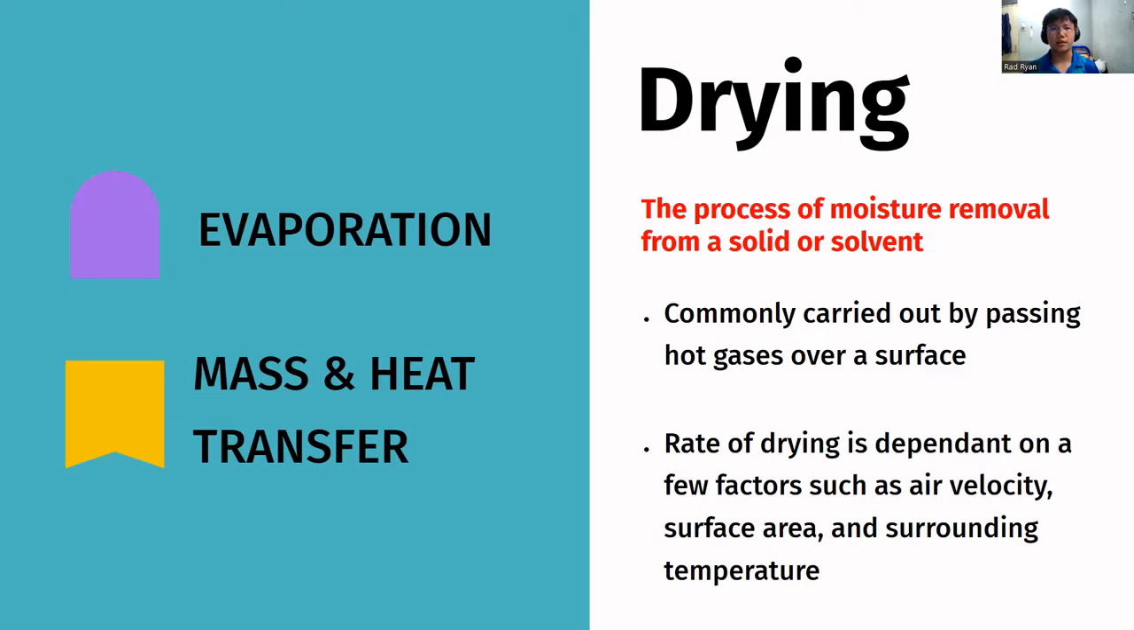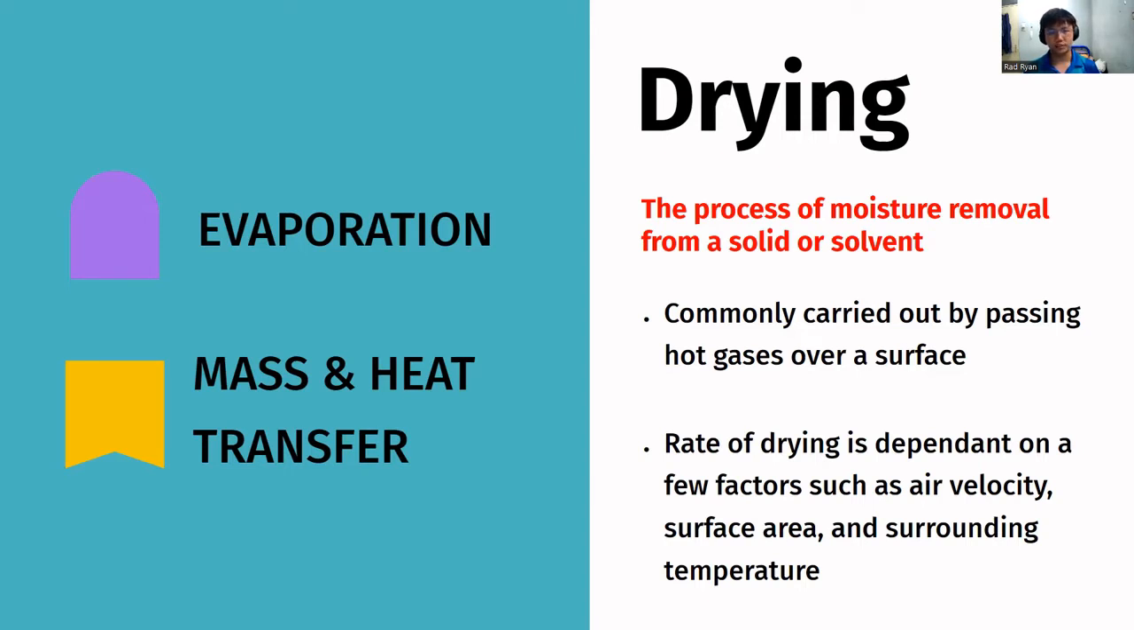When we talk about drying, there are basically two main concepts that we will be focusing on. The first of which is evaporation, which is basically the movement of water molecules from a solid surface or from a liquid solvent. And next is the mass and heat transfer, which are a set of equations that basically dictate the rate of drying or how heat is evenly distributed and the behavior of the wet material throughout the process of drying. So in the industry, drying is commonly carried out by passing hot gases over a solid surface or passing it over a liquid or raising the temperature such that water molecules can be removed from a liquid solvent.